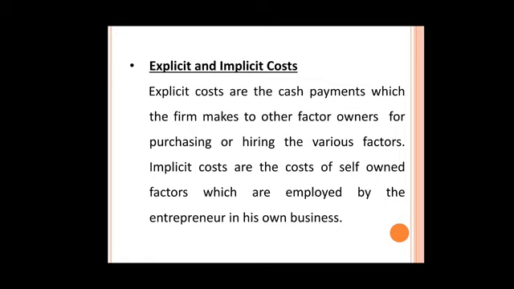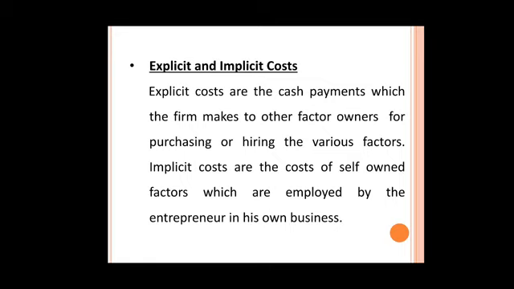For example, a firm has to pay wages to the labor he has employed. He has to pay interest on the capital that he has borrowed and rent of land or factory. These are called explicit costs. Explicit costs are also known as paid out costs. On the other hand, implicit costs are the costs of self-owned factors which are employed by the entrepreneur in his own business. That is, those are the costs which are not to be paid out to others or outsiders.